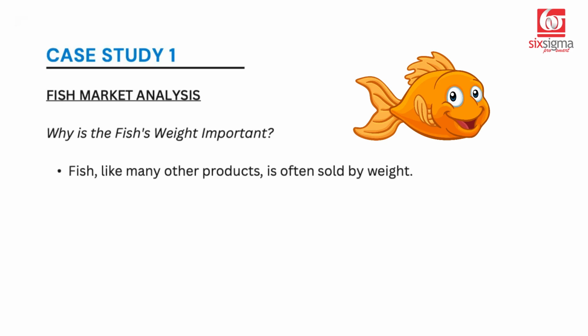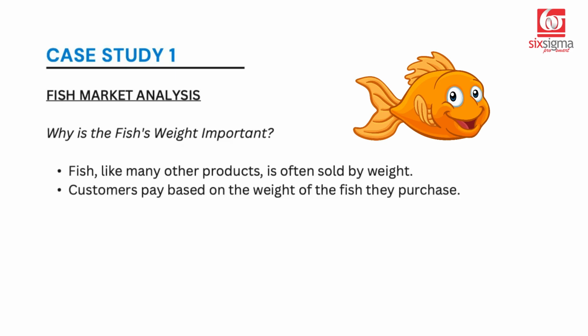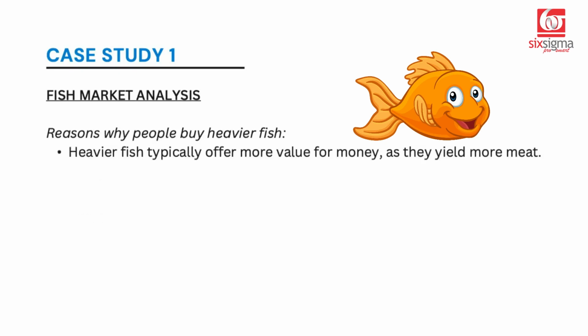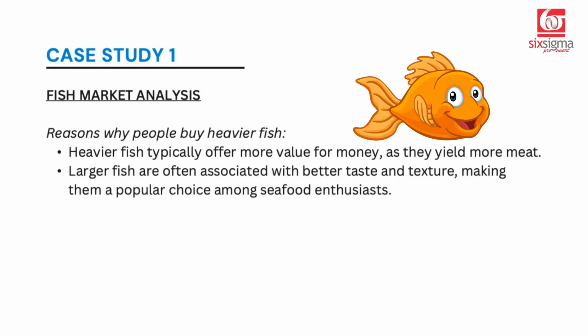So fish, like many other products, is often sold by its weight. Customers would want to pay for the fish based on the weight and, of course, certain other aspects like species. The objective of this case study is to understand what are the factors that lead to the accurate prediction of weight. We've been given certain features. We're going to put them into a model to be able to predict the weight. From a consumer perspective, they see it as more value for money if they're able to get a good bargain. That is, by spending less, they're able to get a heavier fish. There are also assumptions related to the taste and texture of the fish based on its size and weight, which are popular among seafood enthusiasts.